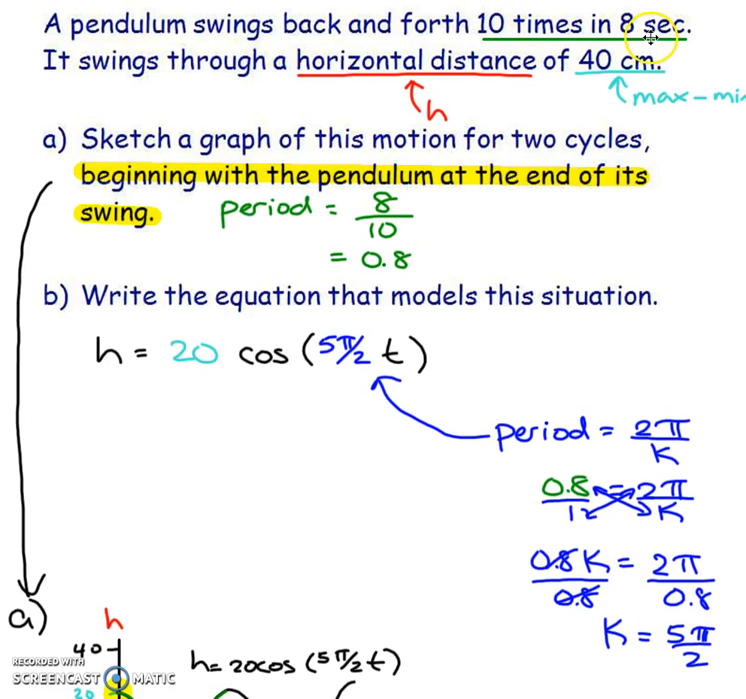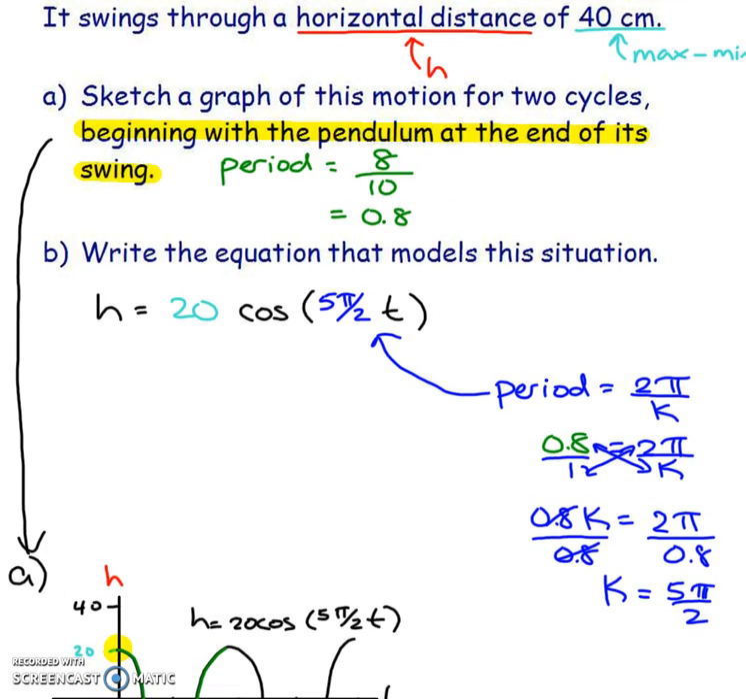This 10 times in 8 seconds tells us about the period. So if you have 10 swings in 8 seconds, that means every time it takes about 0.8 seconds in order to complete the cycle. So that is the period. Okay, now the horizontal distance is going to be along our graph. Let me just scroll down a little bit so you see it right up here. And then this little piece of information means that that's how much your pendulum is swinging completely from max to min.